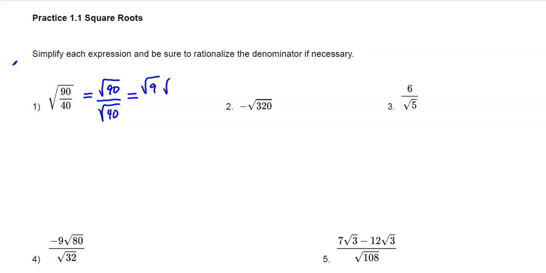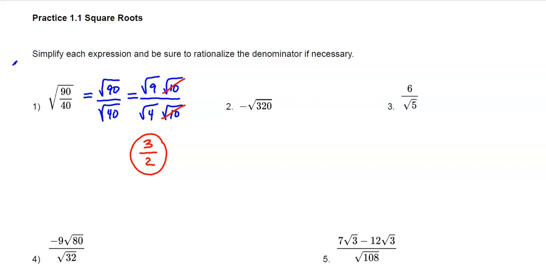So I could do the square root of 9 times the square root of 10, and that's 90. And I'm going to do the square root of 4 times the square root of 10. And basically, since I have the square root of 10 on top and bottom, they divide out and cancel each other. And then I just have the square root of 9 over the square root of 4, which is 3 halves.